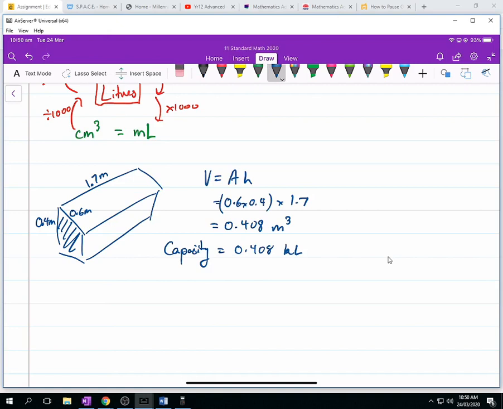If I wanted to put that answer in litres, I would times this by 1,000, and therefore I would get 4080 litres. You can put that on your calculator. Well, I got that wrong, because the decimal point should only jump 3 places when we times by 1,000. So times by 10, times by 100, times by 1,000. So it's actually 408 litres.